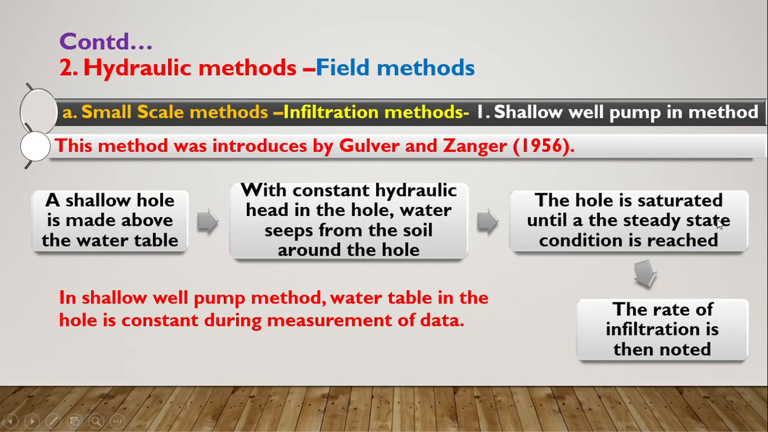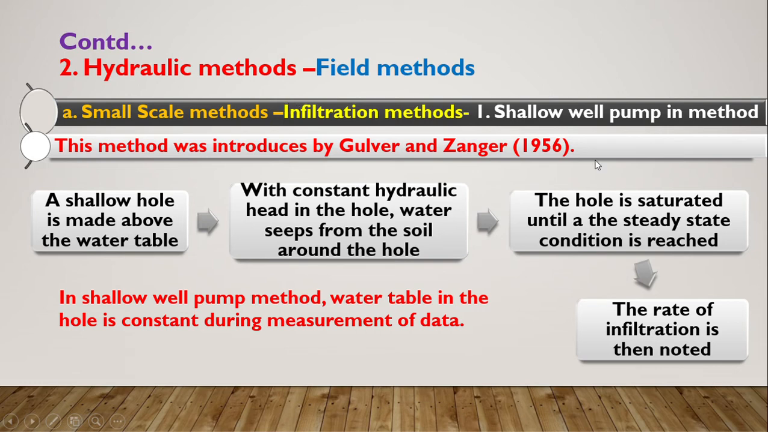First one is the shallow well pumping method. From this slide onwards, it is very easy for you. The procedure will be the same, but slight differences will be there. So you know what infiltration is. Infiltration is the movement of water into the soil. So we will measure that infiltration rate for finding the K value.